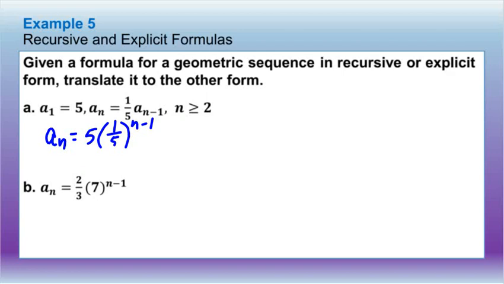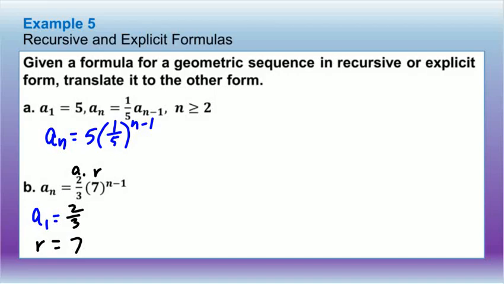Now B, we're given the explicit, we have to write it as the recursive formula. So to write it as a recursive formula, we need to know what A subscript 1 is, and we need to know what the common ratio would be. And then we can write our equation. So it has to look like letter A. So A subscript 1 is 2/3. It's always what's in front. So this is our A subscript 1. Here's our common ratio. Common ratio is 7.